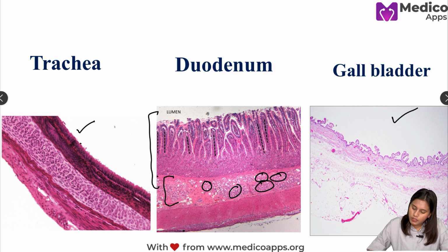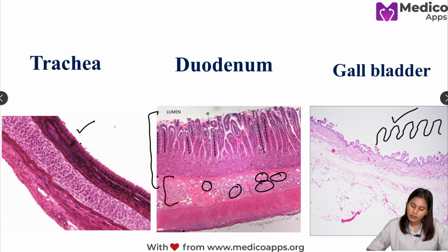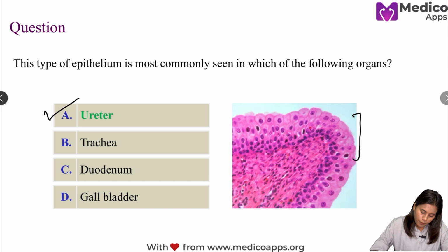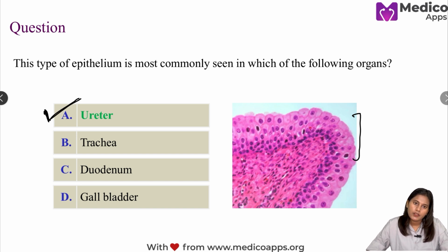Okay, so this is the gallbladder. In the gallbladder, you can see the mucosal folds, which are also lined by simple columnar epithelium. So that's why the epithelium in the question is a transitional epithelium. The correct answer for this question is option A. Option A is the ureter.